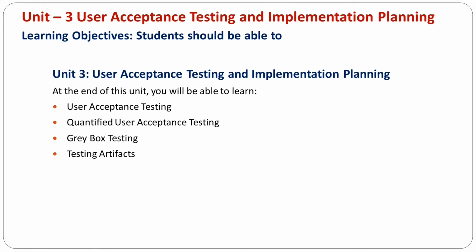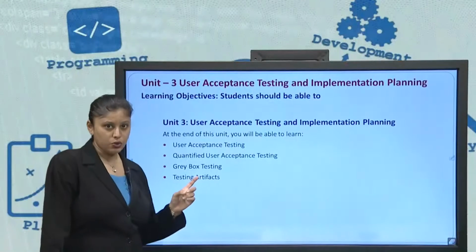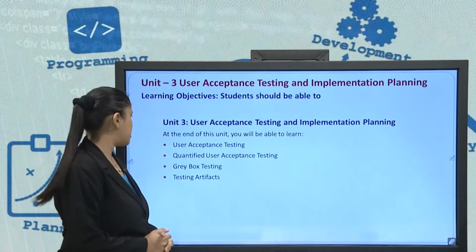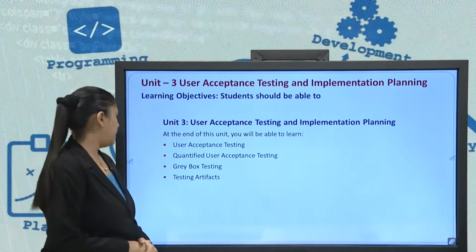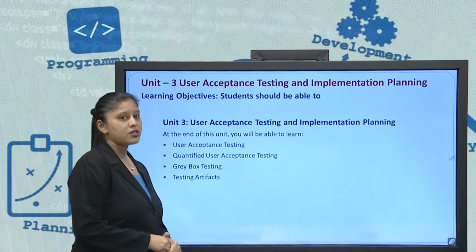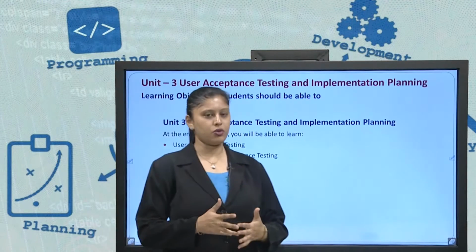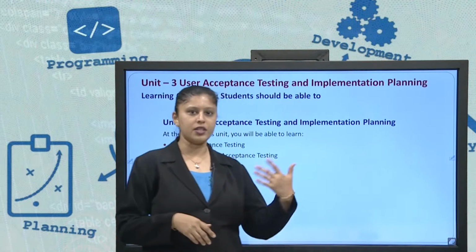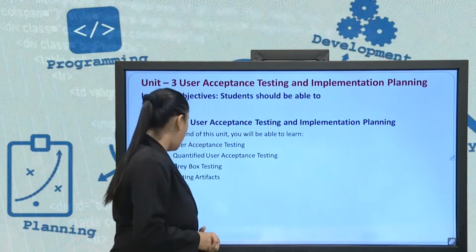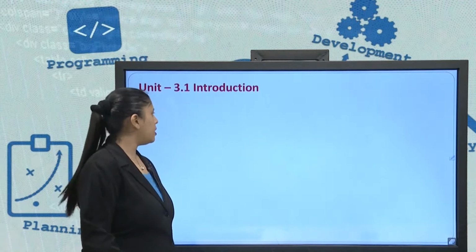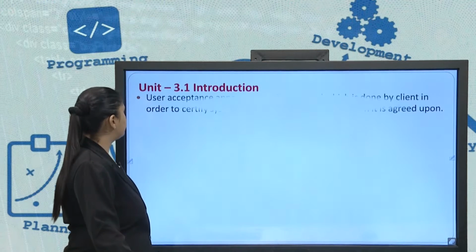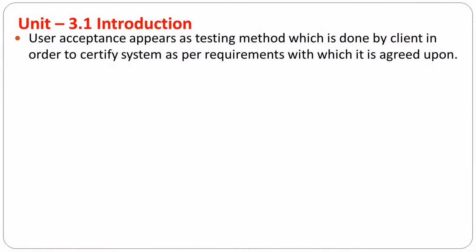We will be learning what is UAT, that is user acceptance testing, and what is quantified UAT. Then we'll be studying Greybox testing, which is actually a mixture of black box and white box, which we have already studied in the previous unit, and we'll be seeing testing artifacts. Right. Let us start with the third unit. This is the introduction part.